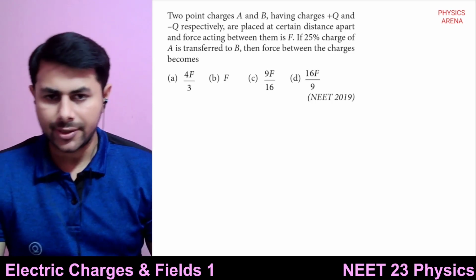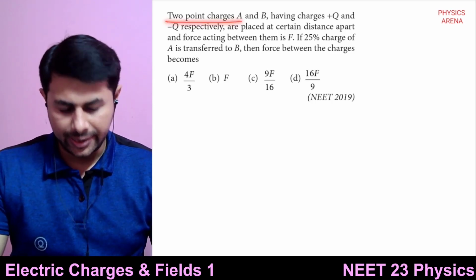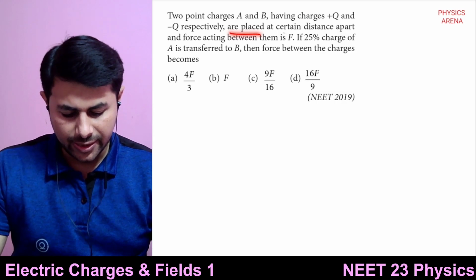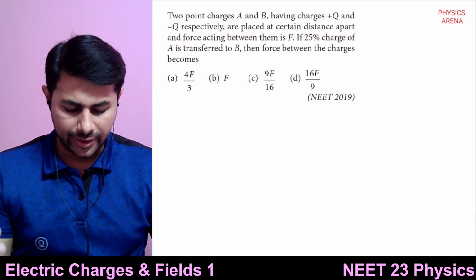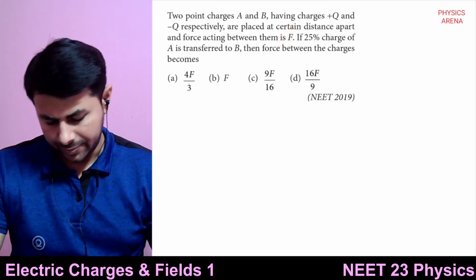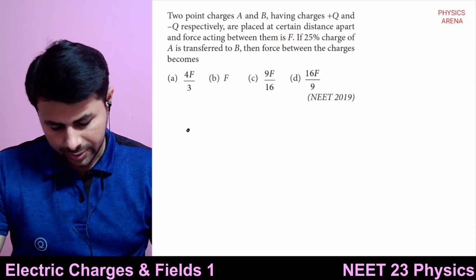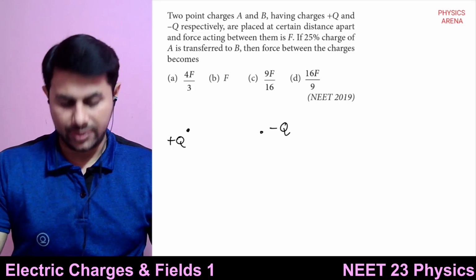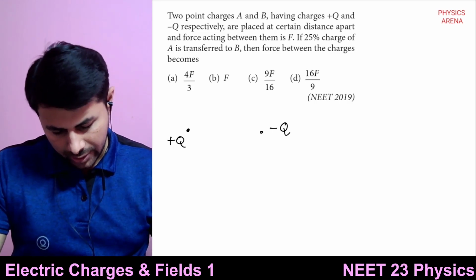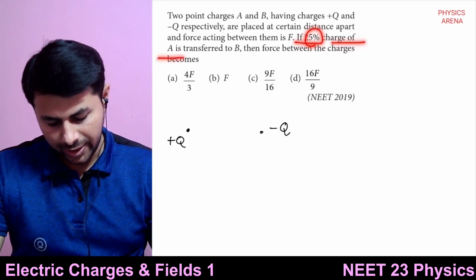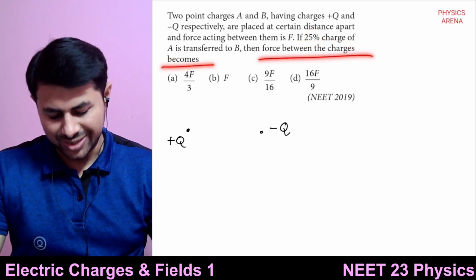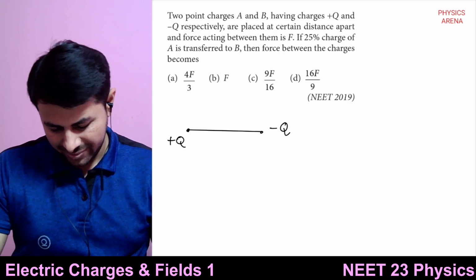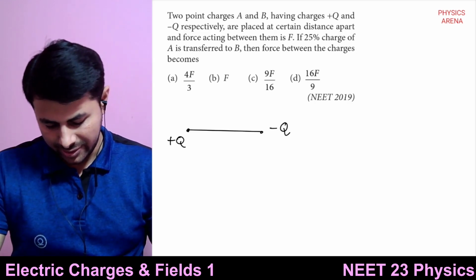So let's consider this question. Two point charges A and B having charges plus Q and minus Q respectively are placed at a certain distance apart and the force acting between them is F. Now if 25% charge of A is transferred to B, then the force between the charges becomes what? This is the question. So this is plus Q, minus Q. This is A and B.